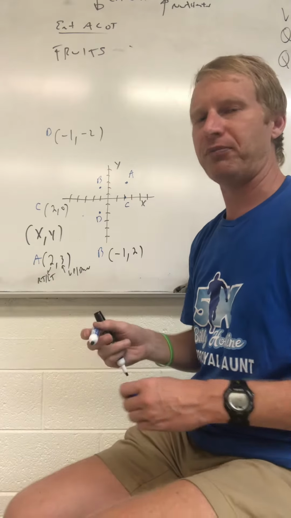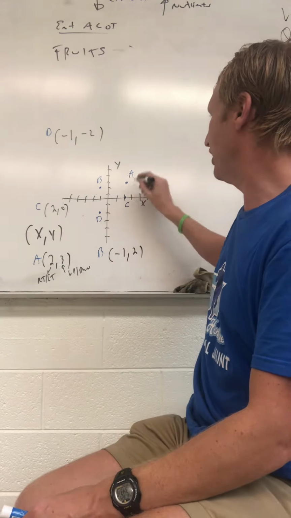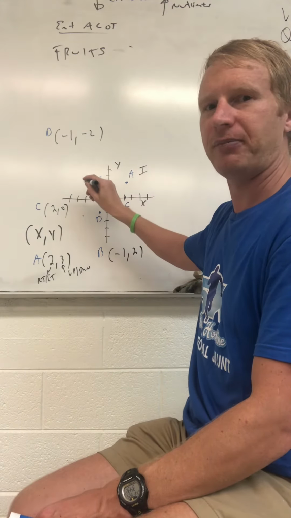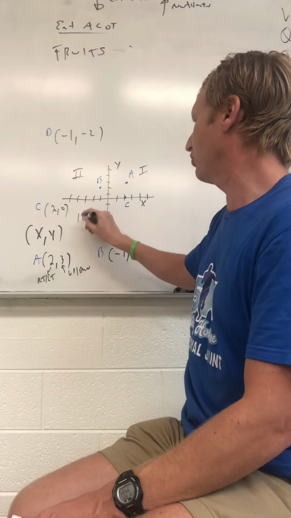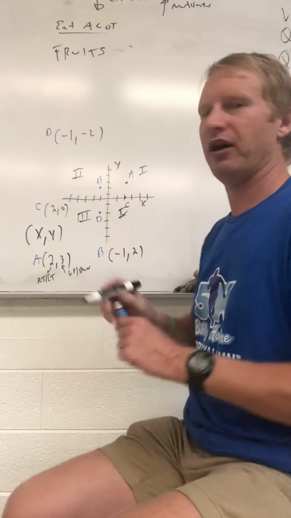So that's how you plot points. Now with the quadrants, when we're in this quadrant, we have a positive x and a positive y. That's quadrant 1. Here in this quadrant, we have a negative x and a positive y. That's quadrant 2. Here we have a negative and a negative. That's quadrant 3. And then here, we're in the fourth quadrant where x is positive and y is negative.